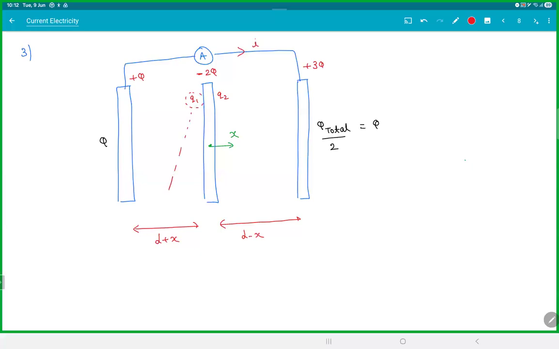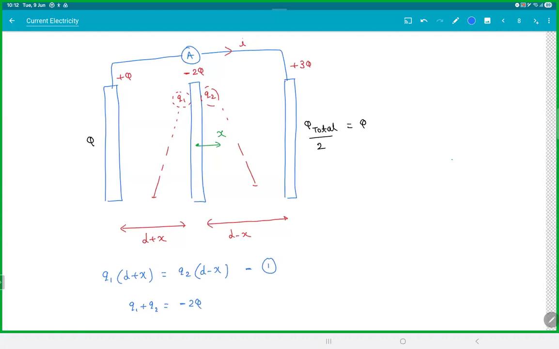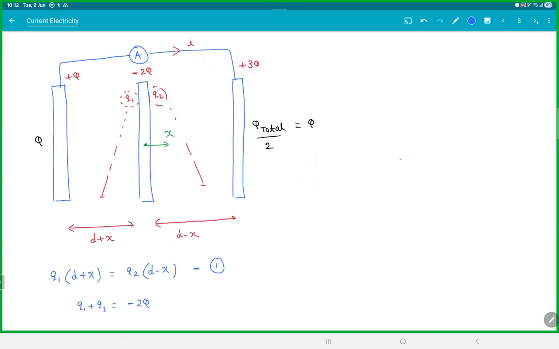Now q1 into this distance and q2 into this distance must always be equal. This we proved using Gauss law. So q1 into d plus x must be equal to q2 into d minus x. But we also know q1 plus q2 is 2q, because the total charge on the middle plate is conserved. Solve this. So what is q1? 2q minus q2, into d plus x, is q2 into d minus x.